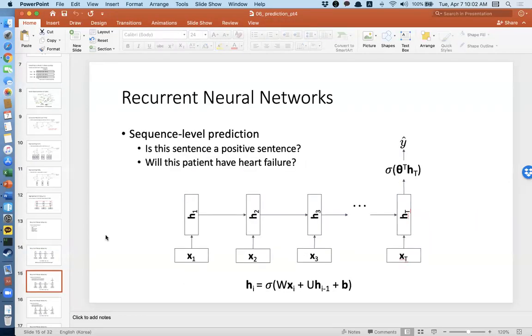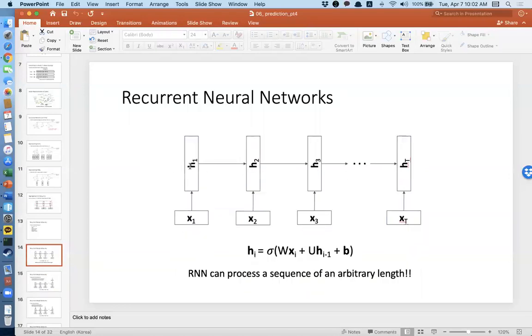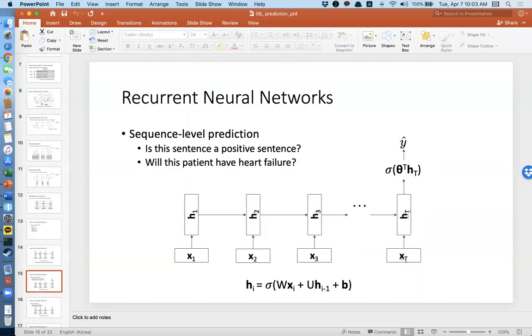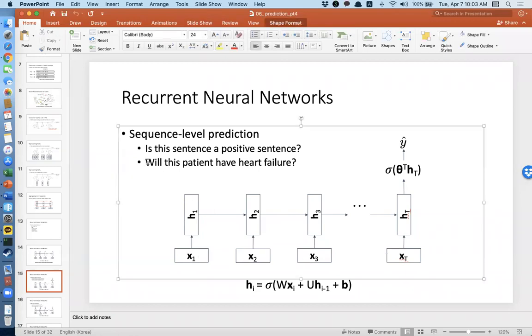All right, so given all the hidden layers, H1, H2, all the way to HT, what you can do is, for example, sequence level prediction. What I mean by sequence level prediction is you have a sequence all the way from X1 to XT, and you want to make a prediction or classification of that given sequence. For example, is this sentence a positive sentence? We're talking about sentiment analysis, like a product review, a Galaxy S review or iPhone review. Your sentence will be either positive or negative, or it could be neutral. Trying to predict if this is a positive sentence is a sentence level or sequence level prediction. Or again, will this patient have a heart failure? Given a patient record, trying to predict whether this patient will have a heart failure is again a sequence level prediction.